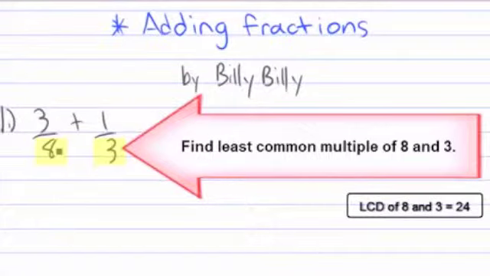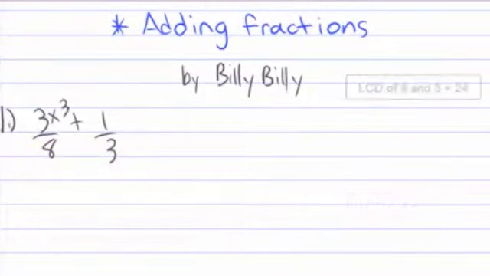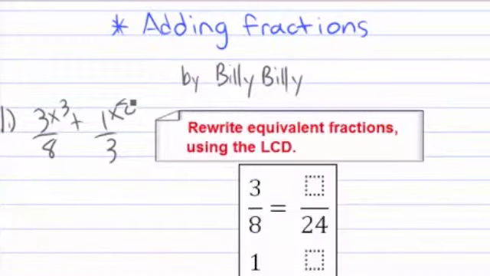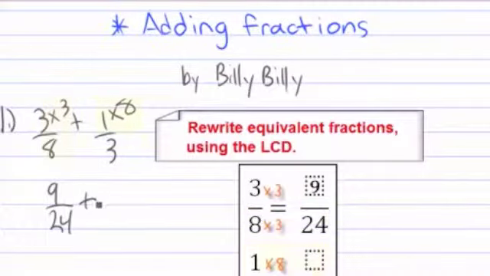So 8 goes into 24 3 times. So we multiply 3 by the denominator and the numerator. And then 3 goes into 24 8 times. So we multiply 8 by the numerator and the denominator also. So 3 times 3 is 9 over 8 times 3 is 24. Then we add 8 times 1 is 8 over 8 times 3, which is 24.